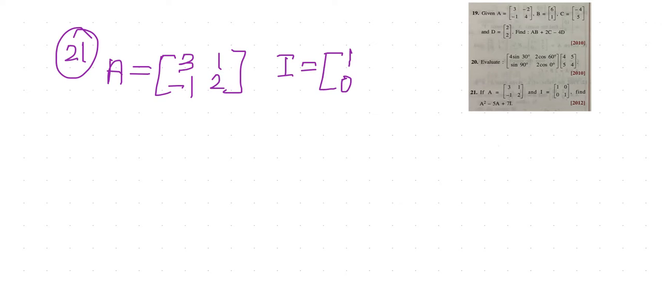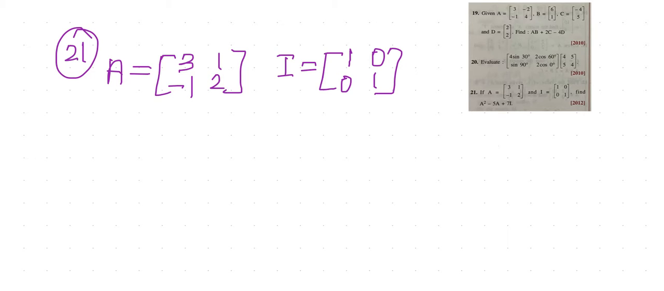So in 21 you have been given two matrices, children. One is A and one is I. So I'll just write down here to explain. Looks like an easy one. You can take this as homework. A is 3, minus 1, 1 and 2, and then I, the value of I, that is identity matrix, is of the order 2 into 2, whose value has been given like this.